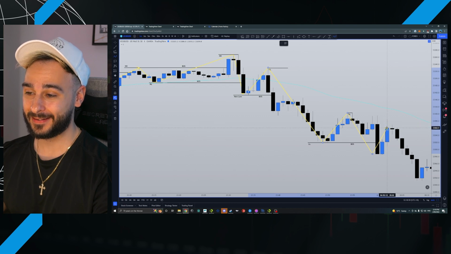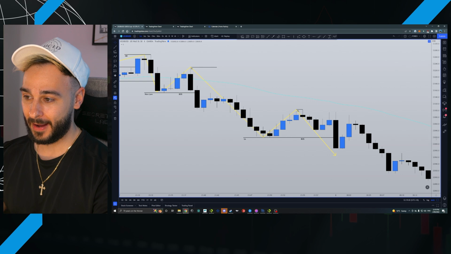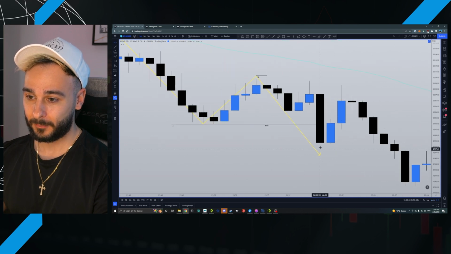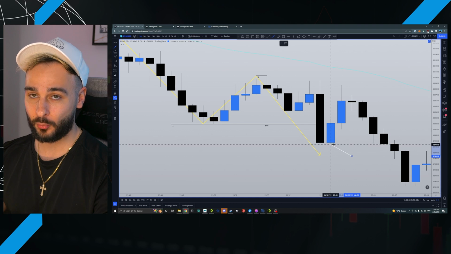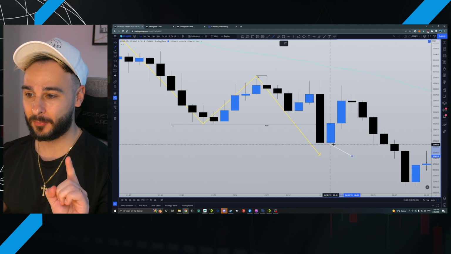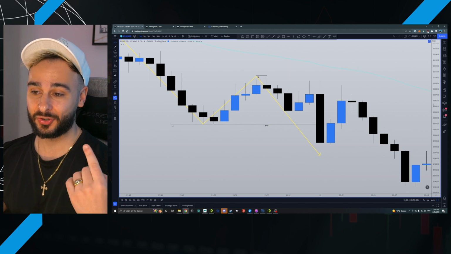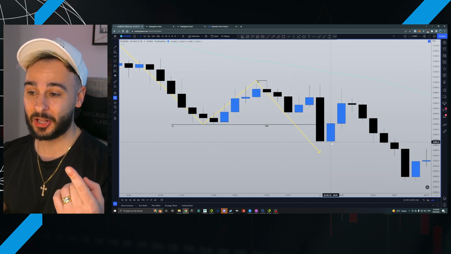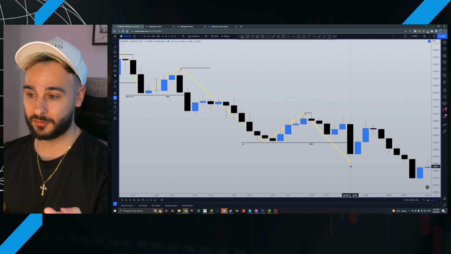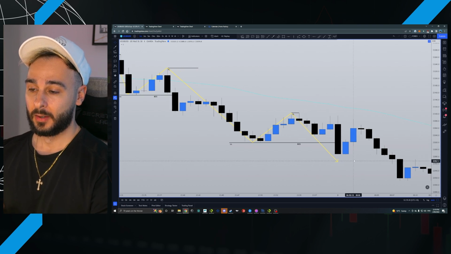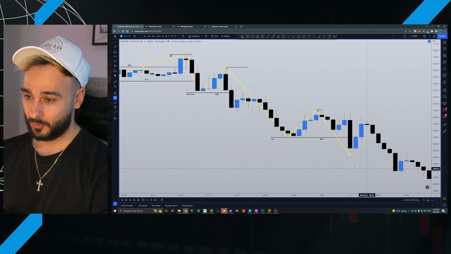Not a pullback. So let me pause that there. Not a pullback. Because this candle, this bullish candle right here, created a wick low. That is very important too. Created a lower wick, which means it is in fact not a higher high. That is the lowest point now of this trend, right? And then we just continue.